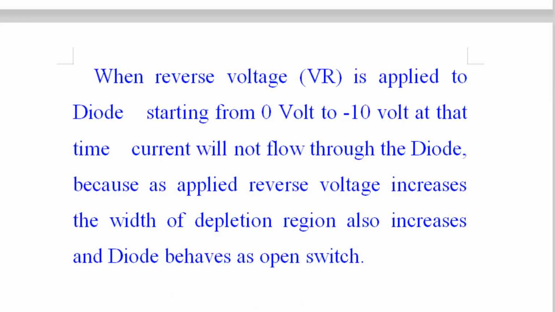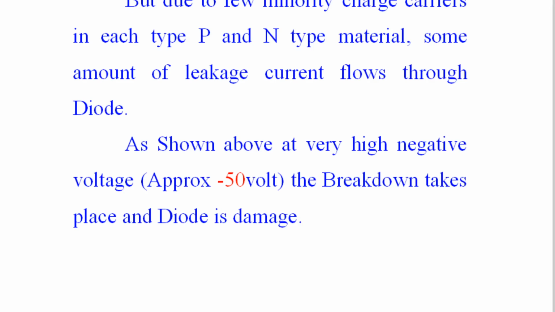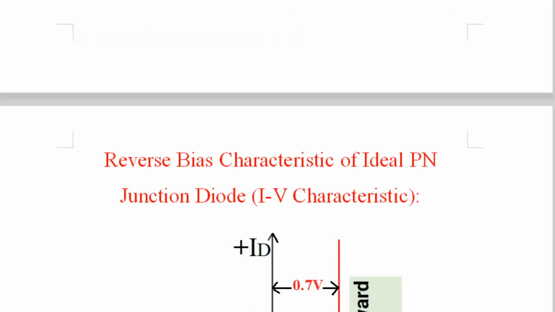Which diode? Rectifying diode. So the rectifying diode is normally not operated in reverse bias condition at very high reverse voltage. It is operated in reverse bias condition only up to a certain reverse voltage, to avoid damaging.